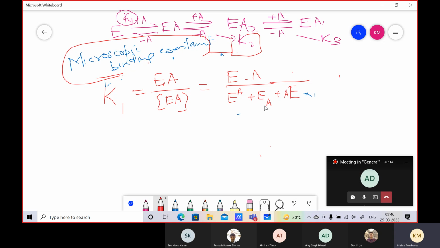There are these three A's, bound here, bound here. These are all the bound. So this EA bound is a sum of three bounds which are bound at different points. So EA is not just a single whole. It is EA plus EA plus EA. And the microscopic binding parameters, the small k values, the k1 is now equal to E into A upon EA.